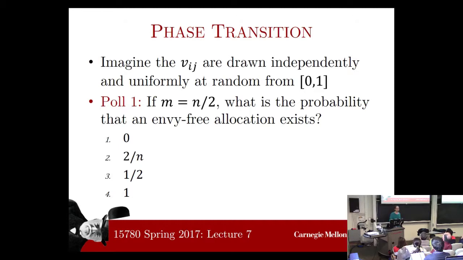That's the regime. And the question is, if the number of items is half the number of players, so M is the number of items, N is the number of players, the number of items is half the number of players, what's the probability that when we draw values in this way, an envy-free allocation would exist? So this is poll number 1. I'll give you like a minute to think about this.